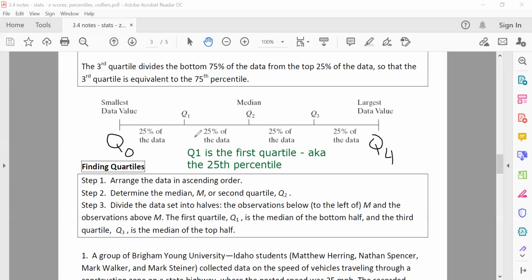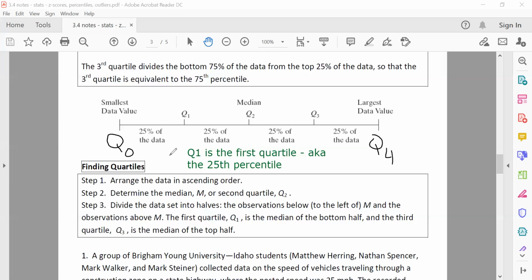You can divide it into as many pieces as you want. What if I wanted to divide the 100% into 10 pieces? Those are called deciles. Your first decile separates the bottom 10% from the top 90%. Then your second decile separates the bottom 20% from the top 80%. The ninth decile, and so on and so forth. So you can do deciles.